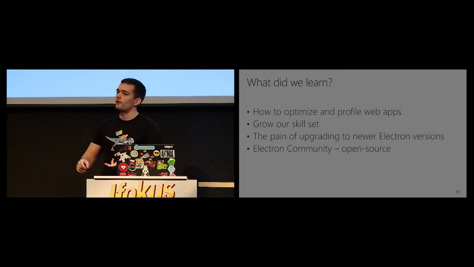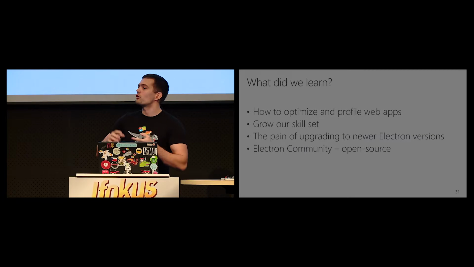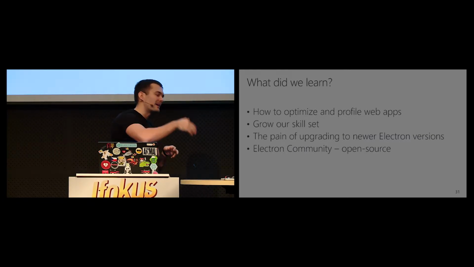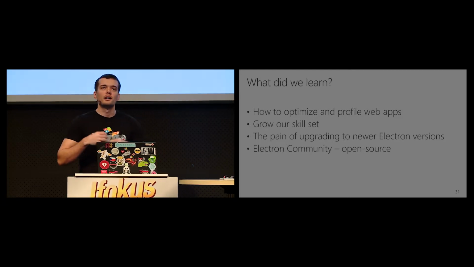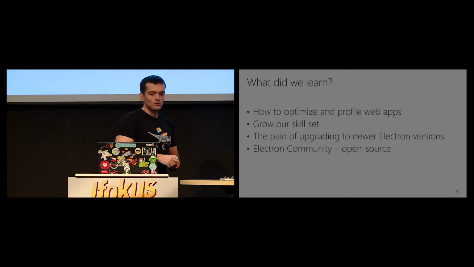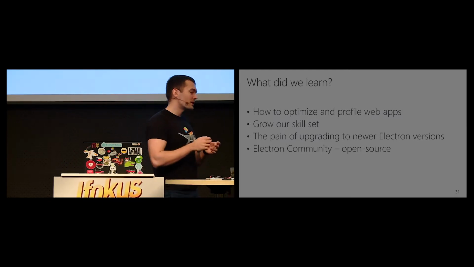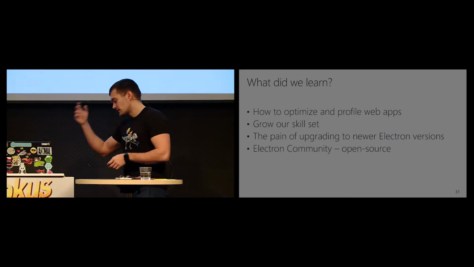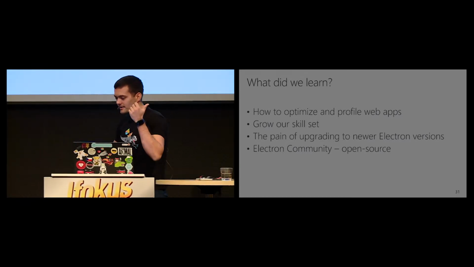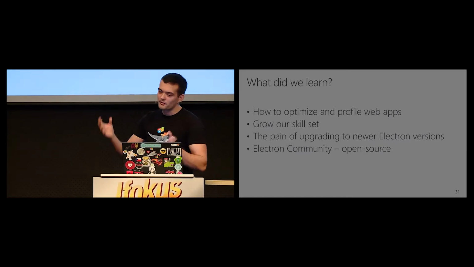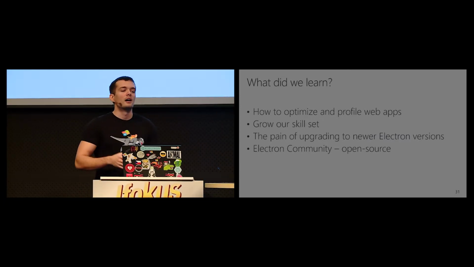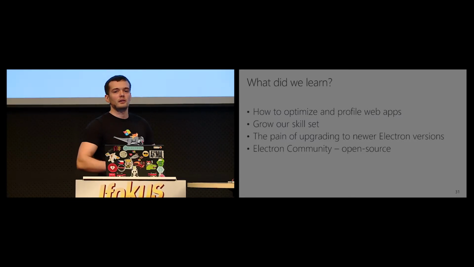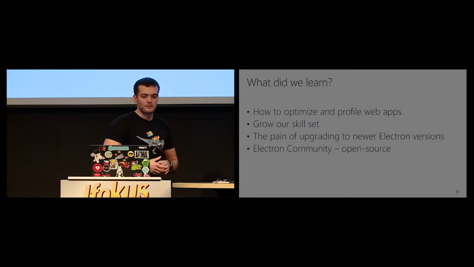Actually, Electron offers profilers. You have the Node.js profiler. You have Chromium built-in profilers that you can use from the dev tools. You can attach debuggers directly to it. So there's a lot of things that you can find and use to optimize this. We grew our skill set because we used JavaScript, TypeScript, HTML, CSS, C++, Python for the scripts, and a lot of other things. It's a cool thing to be a part of an open source project because you learn a lot of things.